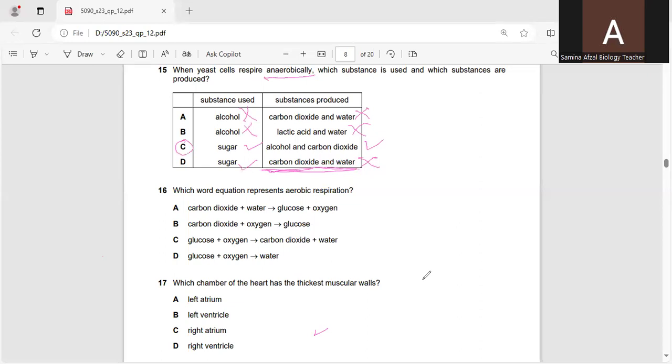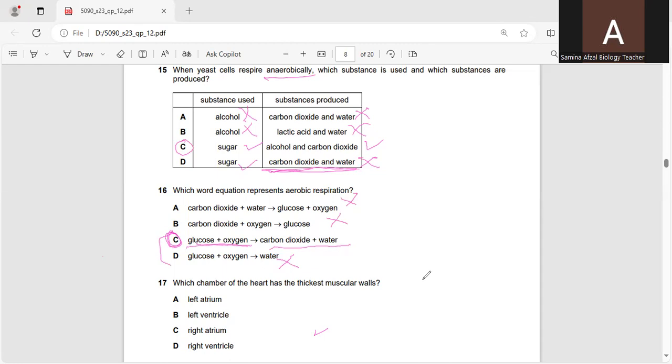When there is no oxygen, anaerobic respiration takes place, and as a result, alcohol and carbon dioxide will be produced. Which word equation represents aerobic respiration? I already told you that glucose, in the presence of oxygen, will be broken down into carbon dioxide and water. So only the last two options can be correct, and in one of them there is formation of water, so this is a very incorrect option. So only C is the correct option in this case.